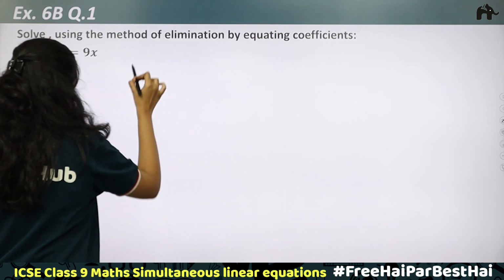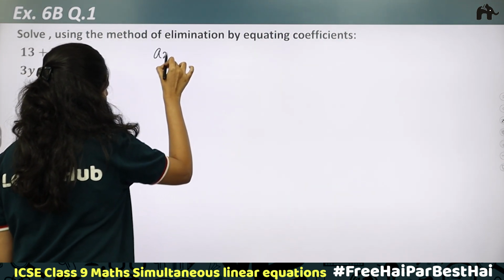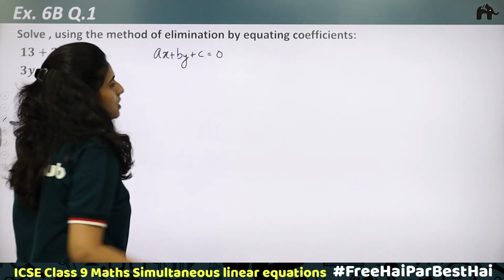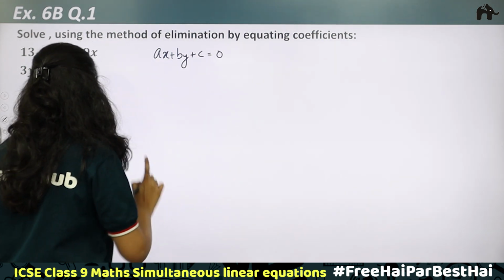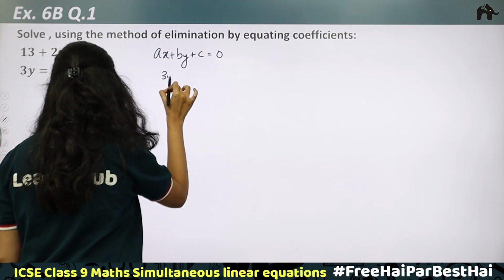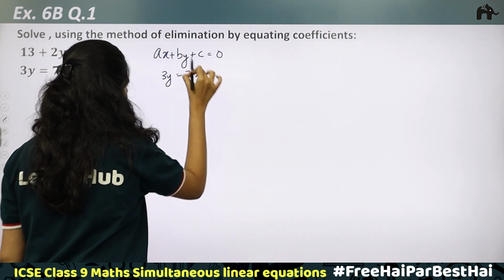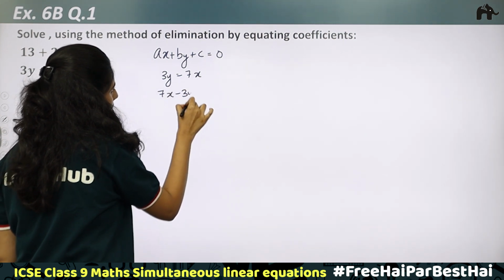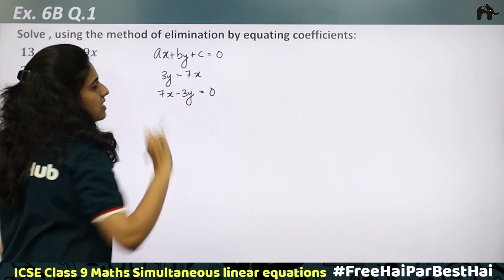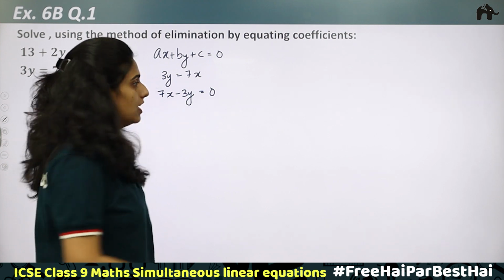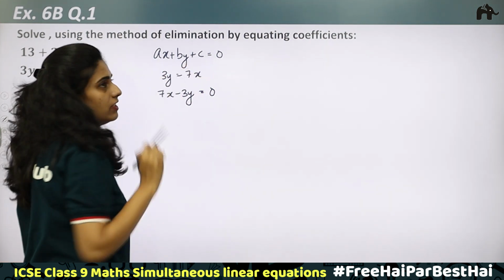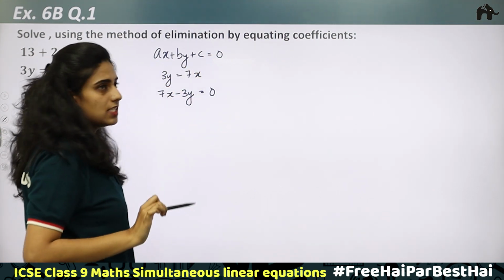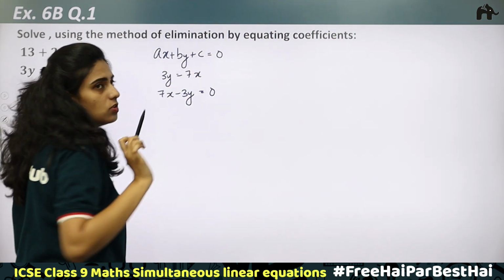We know the linear equation is of the form ax plus by plus c is equal to 0. So, this is a linear equation in two variables. So the second equation is 3y is equal to 7x. Or we can write this as 7x minus 3y is equal to 0. Then where is c? What is the value of c? In such case, the value of c will be equal to 0. a is equal to 7, b is equal to minus 3 and c is equal to 0.